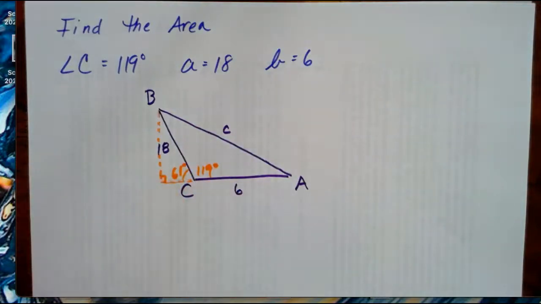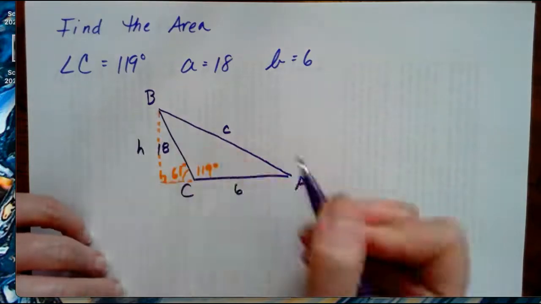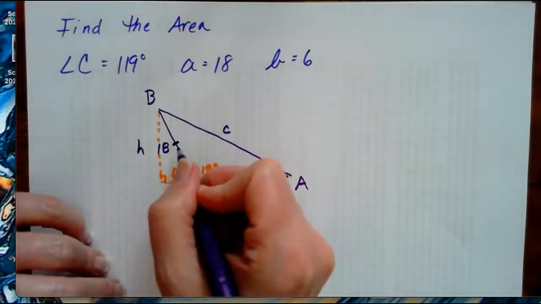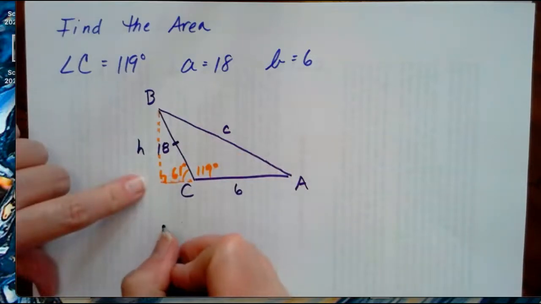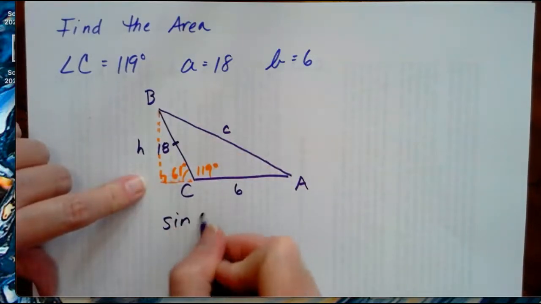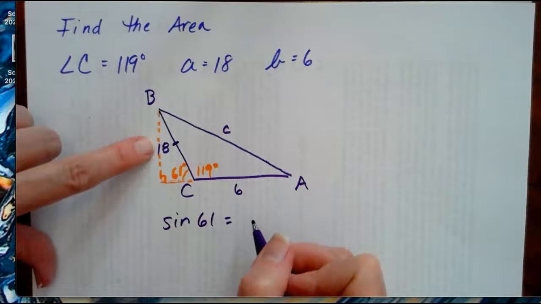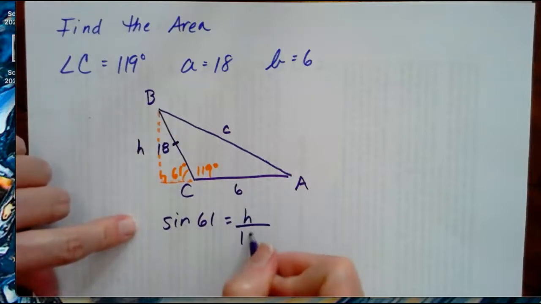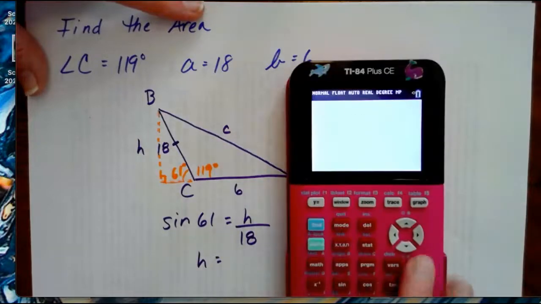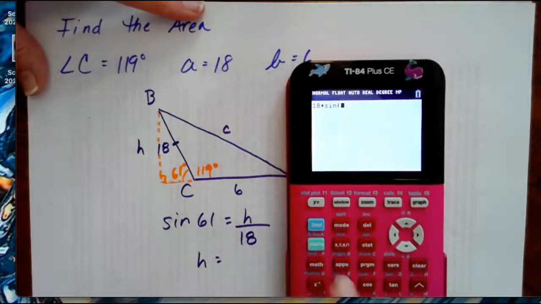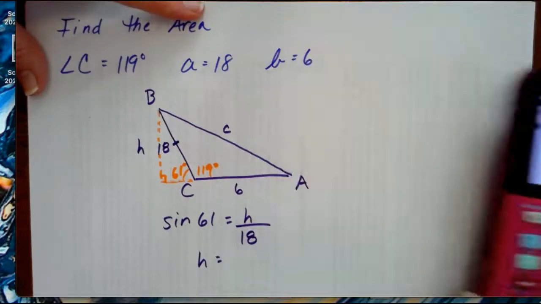Remember, this is a right triangle, so we can apply a sine function here in order to find the height. Remember, the 18 is the hypotenuse of the right triangle. So the sine of 61 equals the opposite over the hypotenuse, h over 18. And then from here, cross multiply to solve for h. So that is 18 times sine 61. Our height is 15.7.